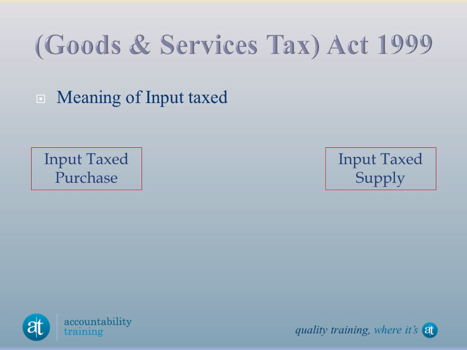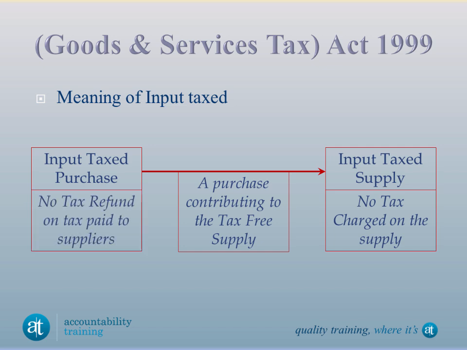A listing of supplies that are input taxed can be found in Chapter 3, Division 40, which contains 6 basic items. When an input taxed supply is made, no GST is charged, and a tax code of ITS, input taxed supply, is used, which is zero tax. If there is a purchase of goods or services that will contribute to the input taxed goods or services that we've just supplied, then that purchase also becomes an input taxed purchase.